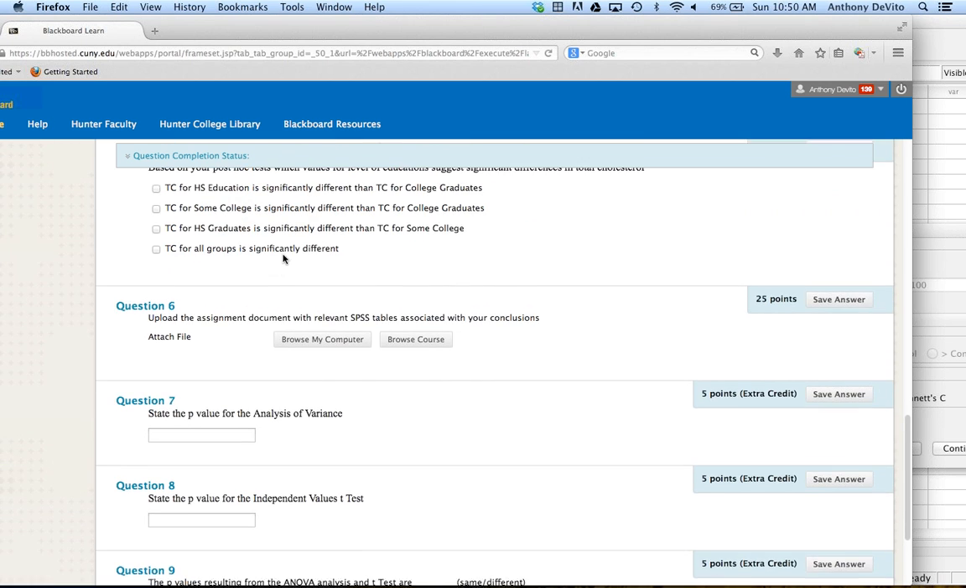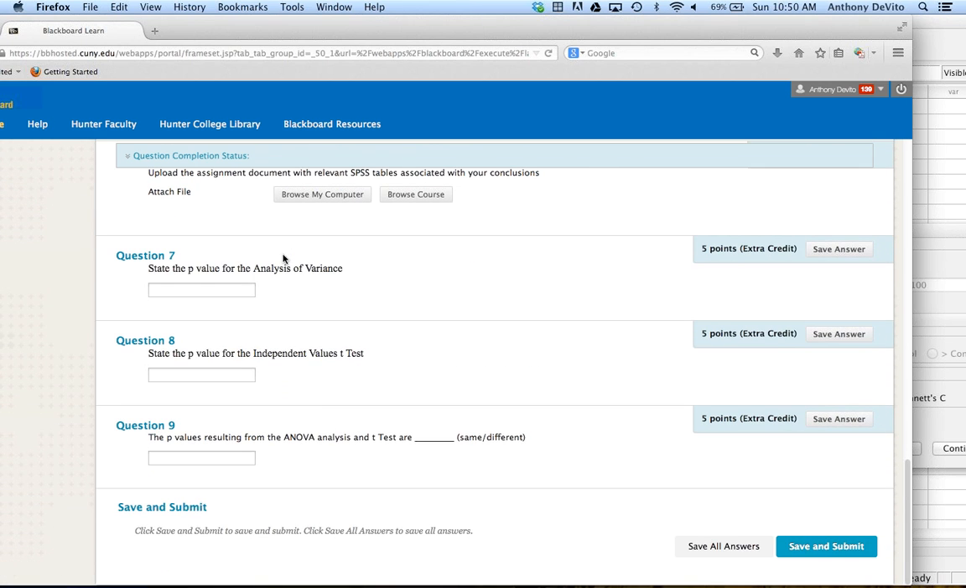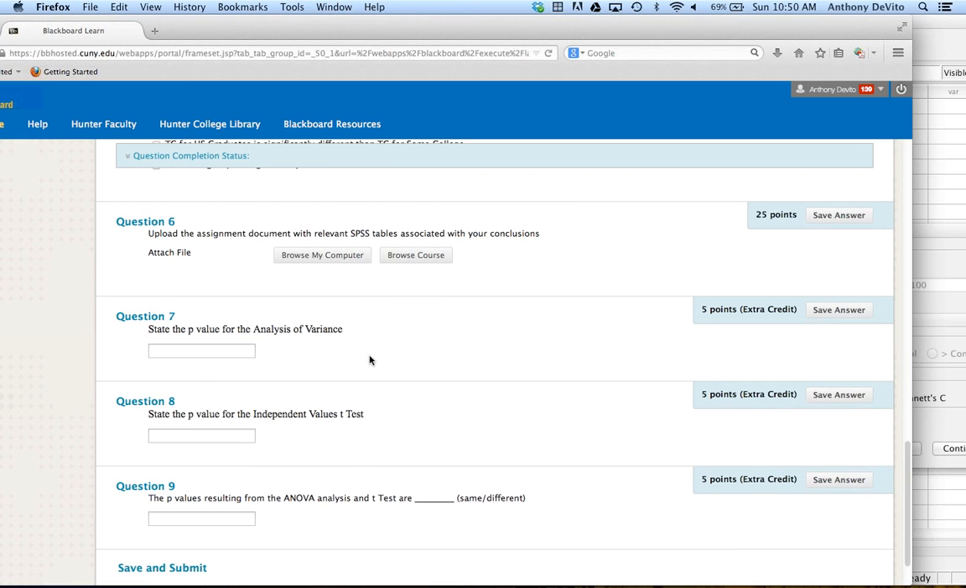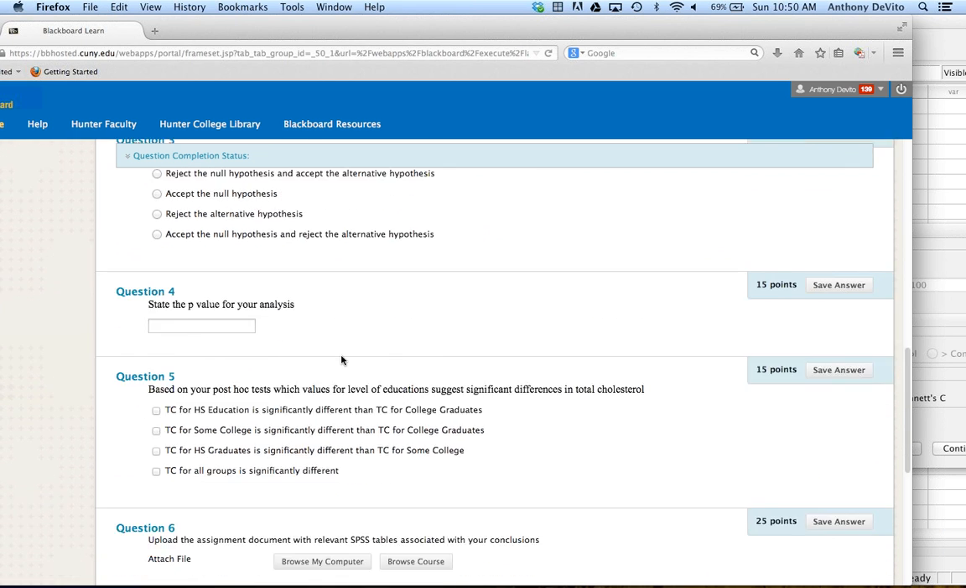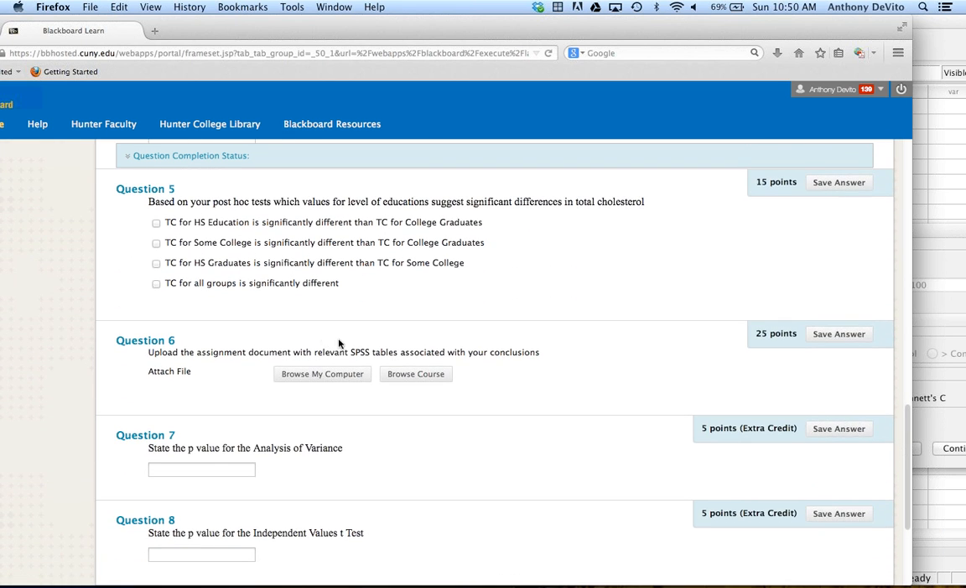Based on your... let's see. State the p-value from the... okay. Now, so state p-value for independence. I got ahead of myself here. Under the assignment relative.